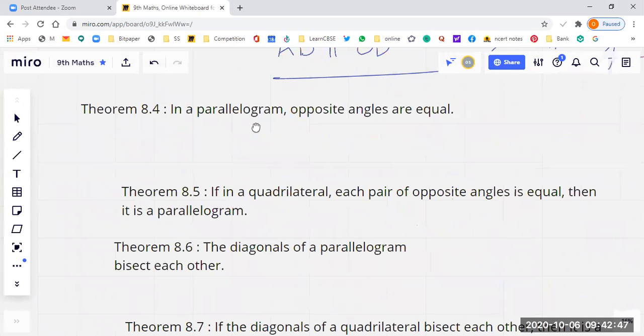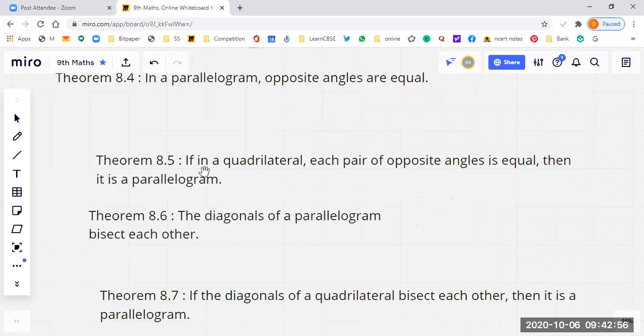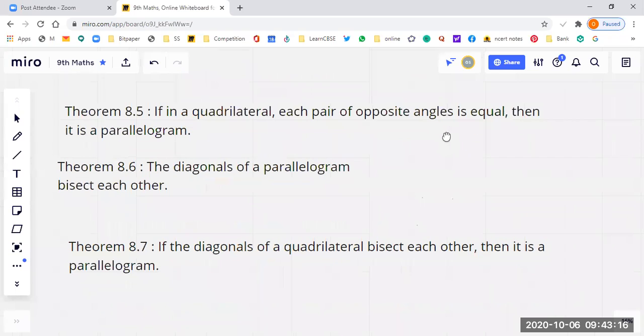So the fourth property: in a parallelogram, opposite angles are equal, right? You can easily do it. Then the fifth property: if in a quadrilateral each pair of opposite angles is equal, then it is a parallelogram. Initially we studied that if in a quadrilateral each pair of opposite sides is equal, then it's a parallelogram. We can prove it like this also. So what are the opposite angles, students?